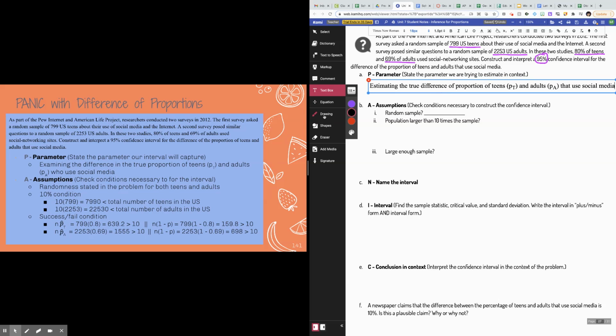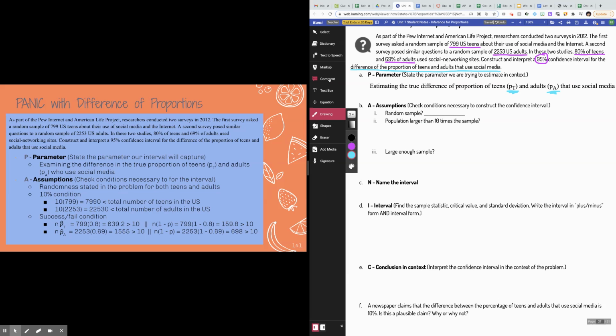Okay, and if you'll notice, they wrote that out for you right here. You just had to make sure that you included the notation for each one, okay? All right, so let's move on to the next step, which is A, which is our assumptions, okay? And they told us that it was a random sample for both of these populations. So I would just say there was an SRS stated in the problem for both populations, okay?